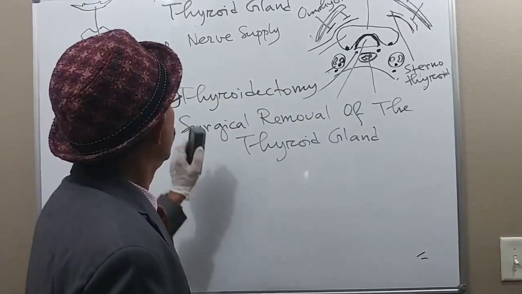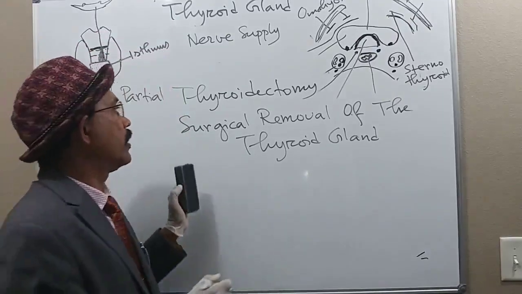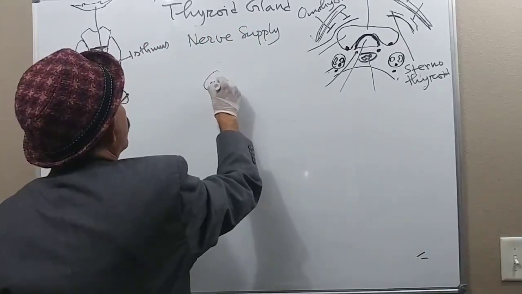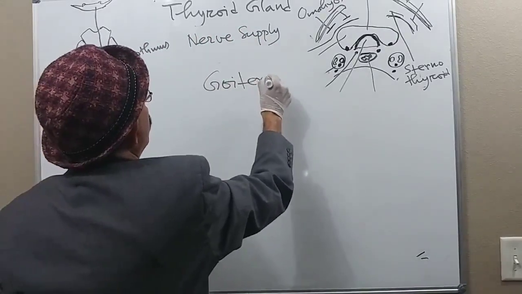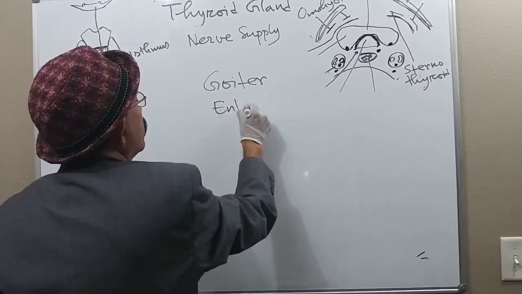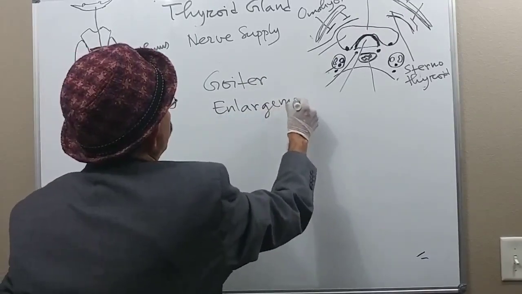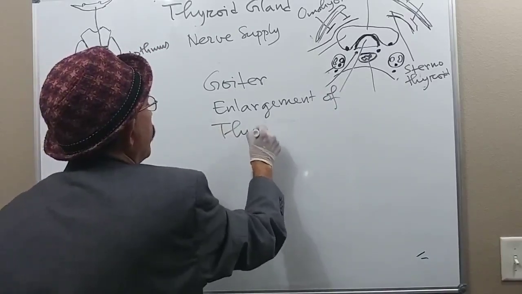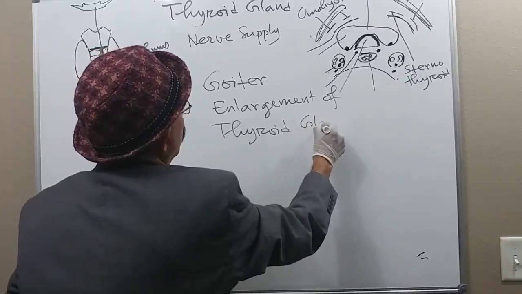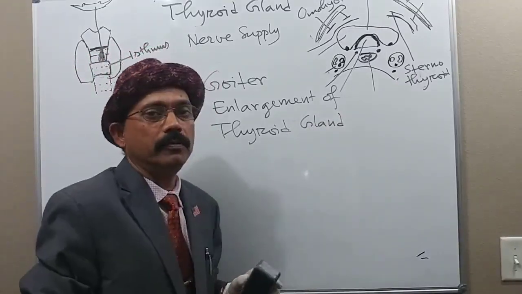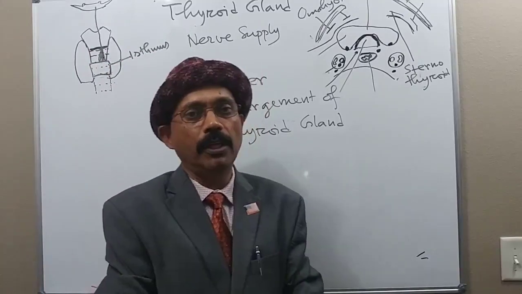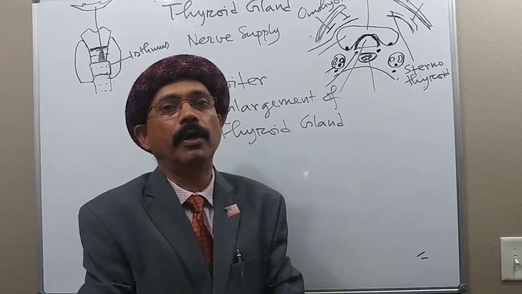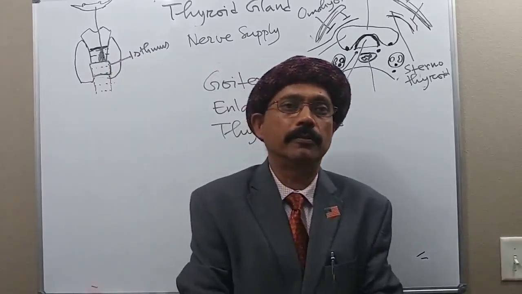Okay, we got that. With thyroidectomy, we'll get a term very frequently that is called goiter. What is goiter? Goiter means enlargement of the thyroid gland. It may be due to hyperthyroidism, especially in case of Graves' disease. It may be due to hypothyroidism, due to iodine deficiency. We have an enlarged thyroid gland.